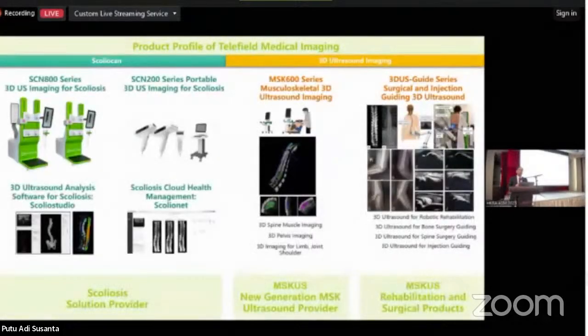So how about the future? As a company, they need to survive. So in addition to scoliosis, now they are thinking of the whole body musculoskeletal tissues. So they are now developing a new device, and also for surgery. And this year we got government funding to use 3D ultrasound to guide some surgical procedures of bone fractures in kids, mainly the elbow. They will insert some pins and we want to guide the pin. So that is for the surgical side.